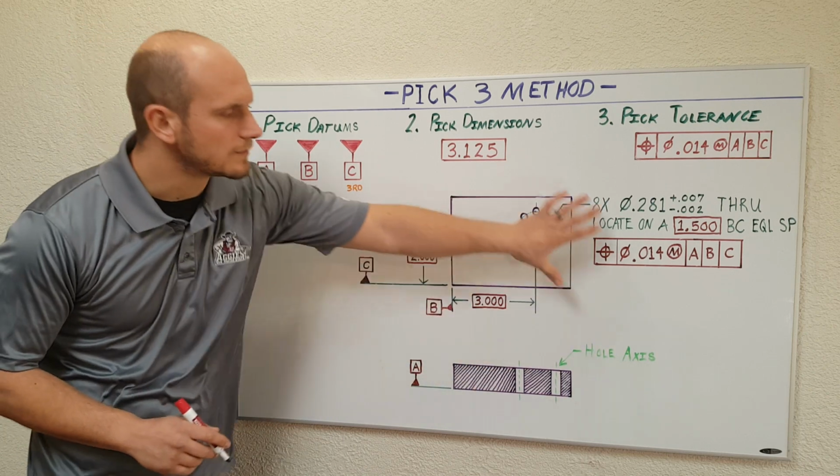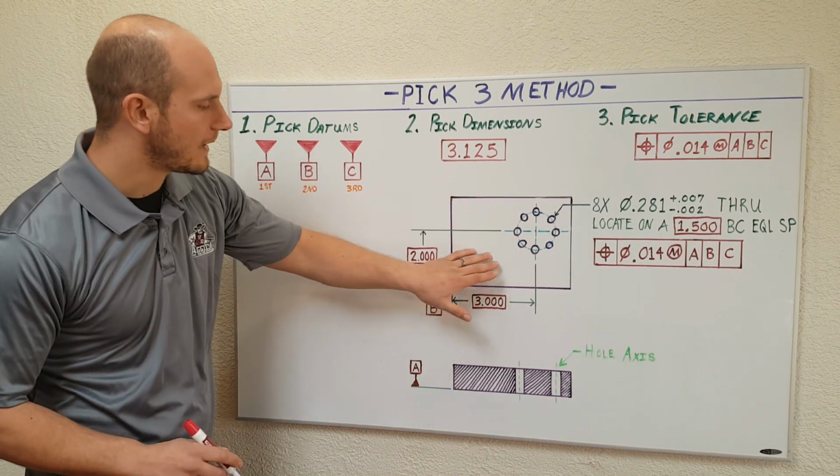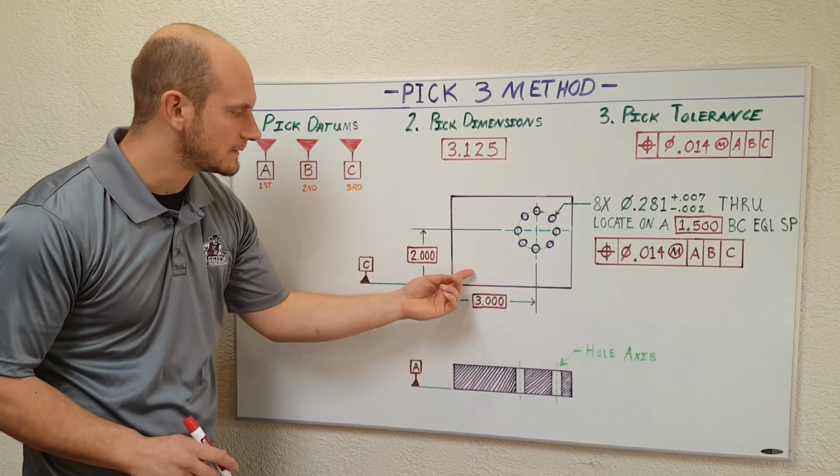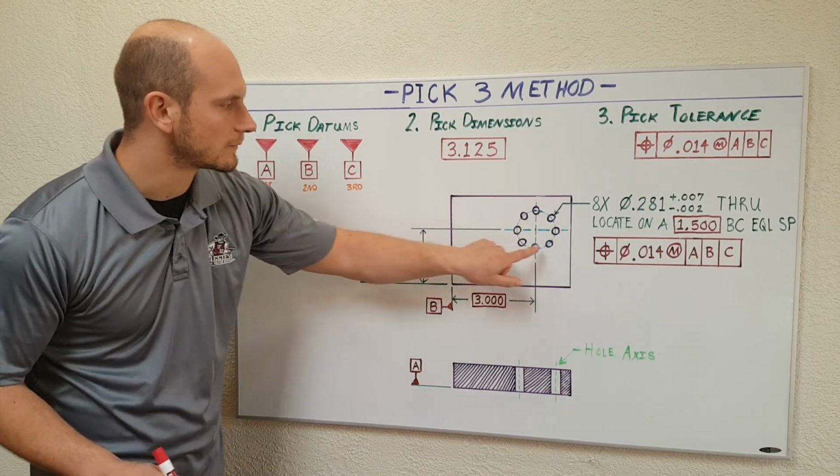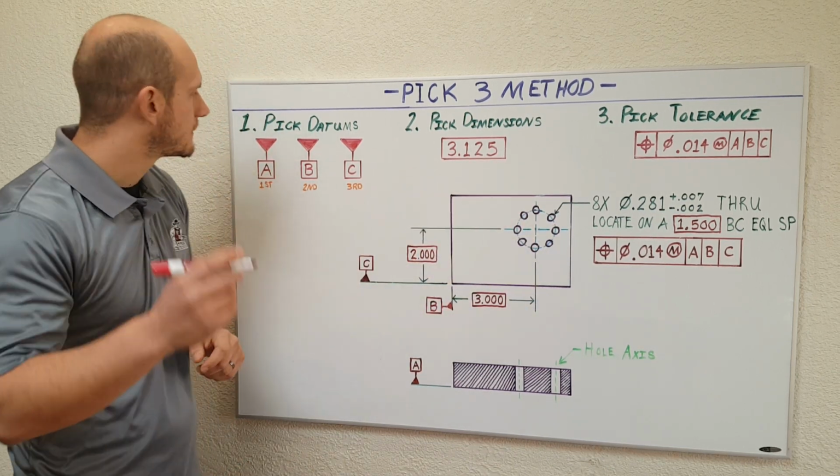So what we have here is what you typically see on a drawing. I have my top view, I have my front section view. This is the flat plate, and this is the circular pattern of clearance holes. So let's start with number 1.